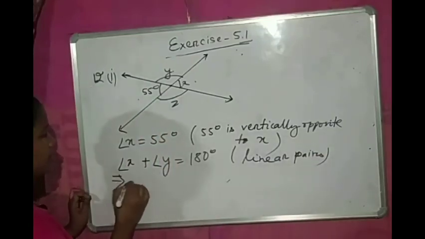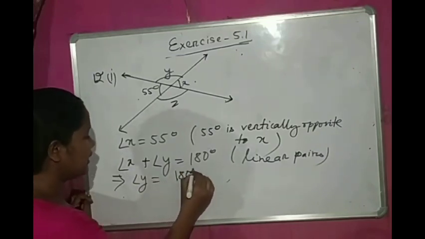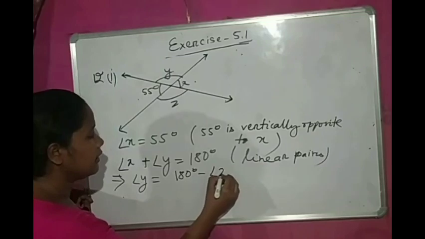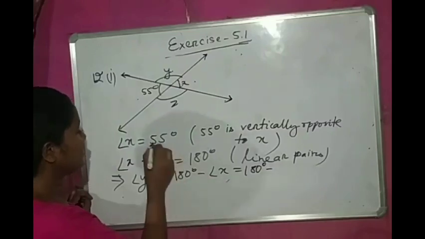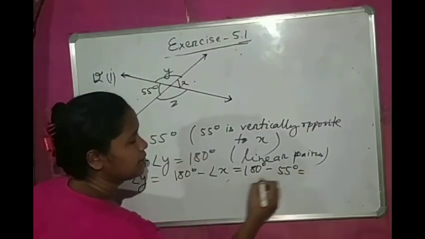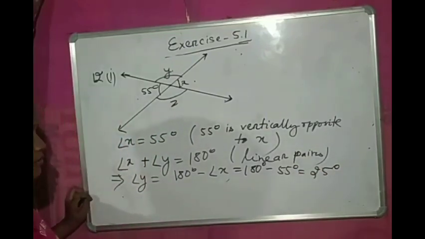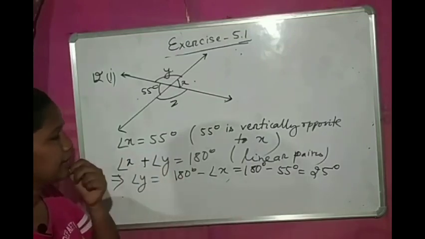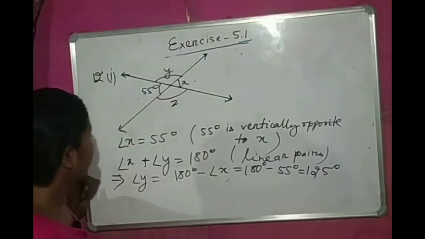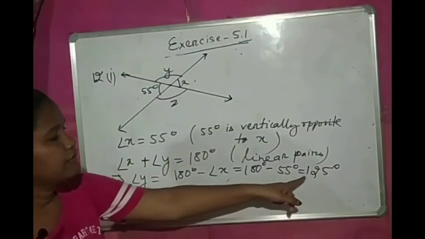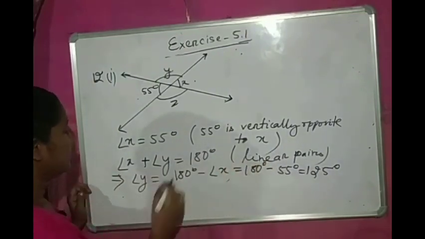So angle y equals 180 degrees minus angle x. So 180 degrees minus x, where x is 55 degrees. 180 minus 55 gives 125. So y equals 125 degrees, because these two, x and y, are forming a linear pair.